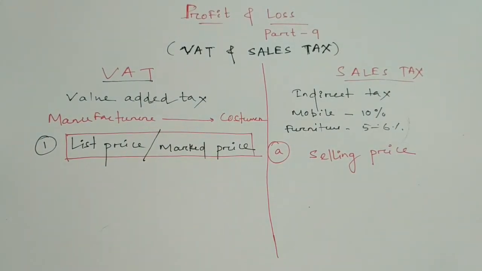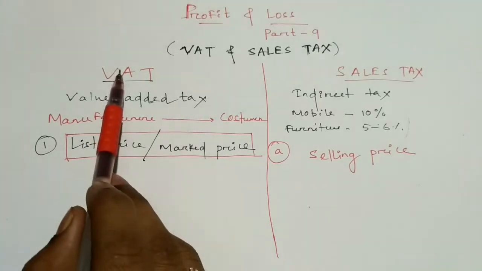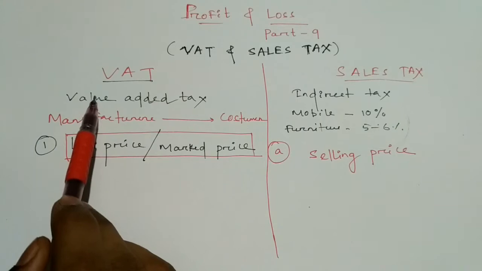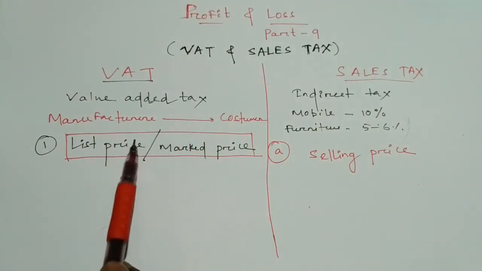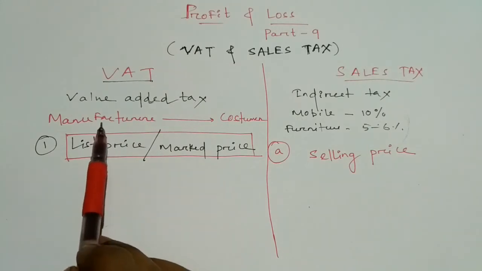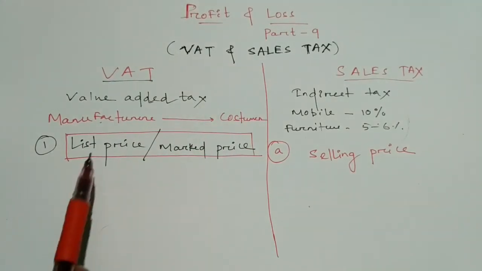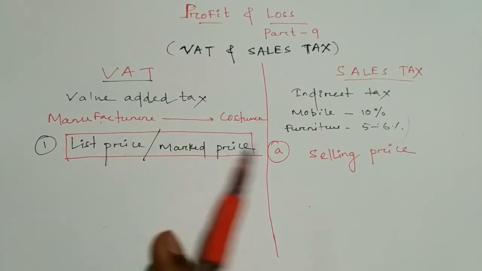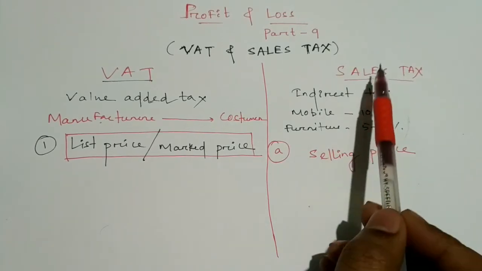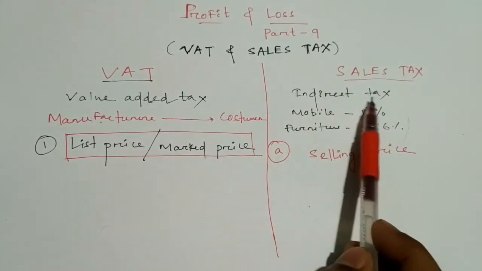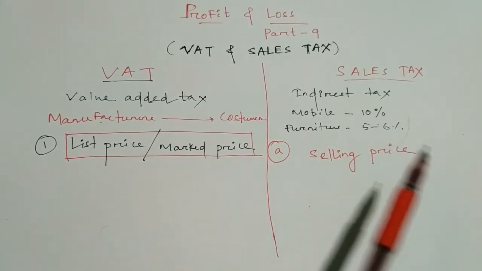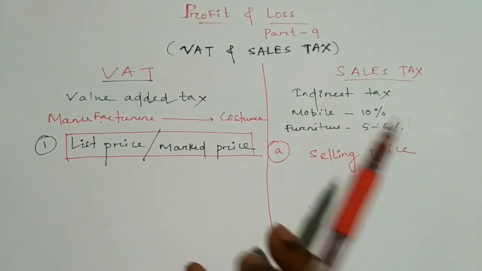So quickly let me revise once. What is VAT? What is sales tax? VAT's full form is value added tax. It is calculated upon each step when it goes from manufacturer to the customer, and it is always calculated upon the marked price or the list price. And sales tax is an indirect tax. It varies from item to item, and also from state to state.